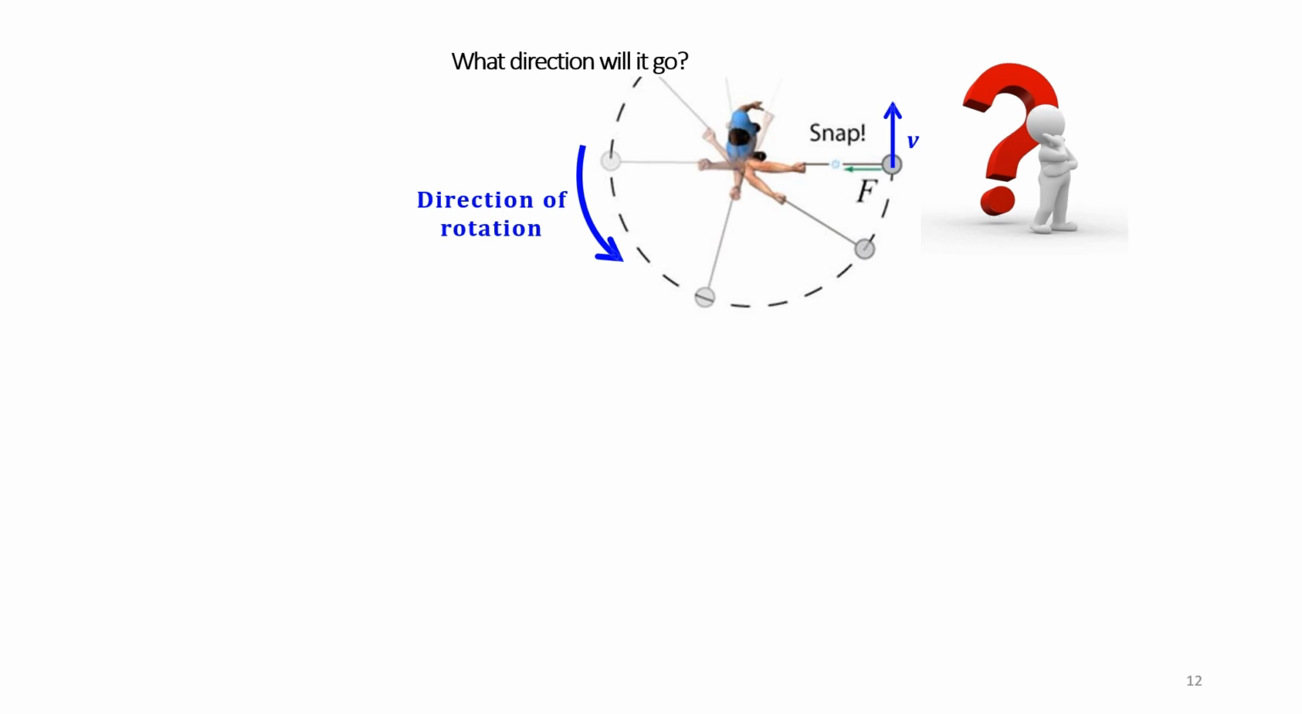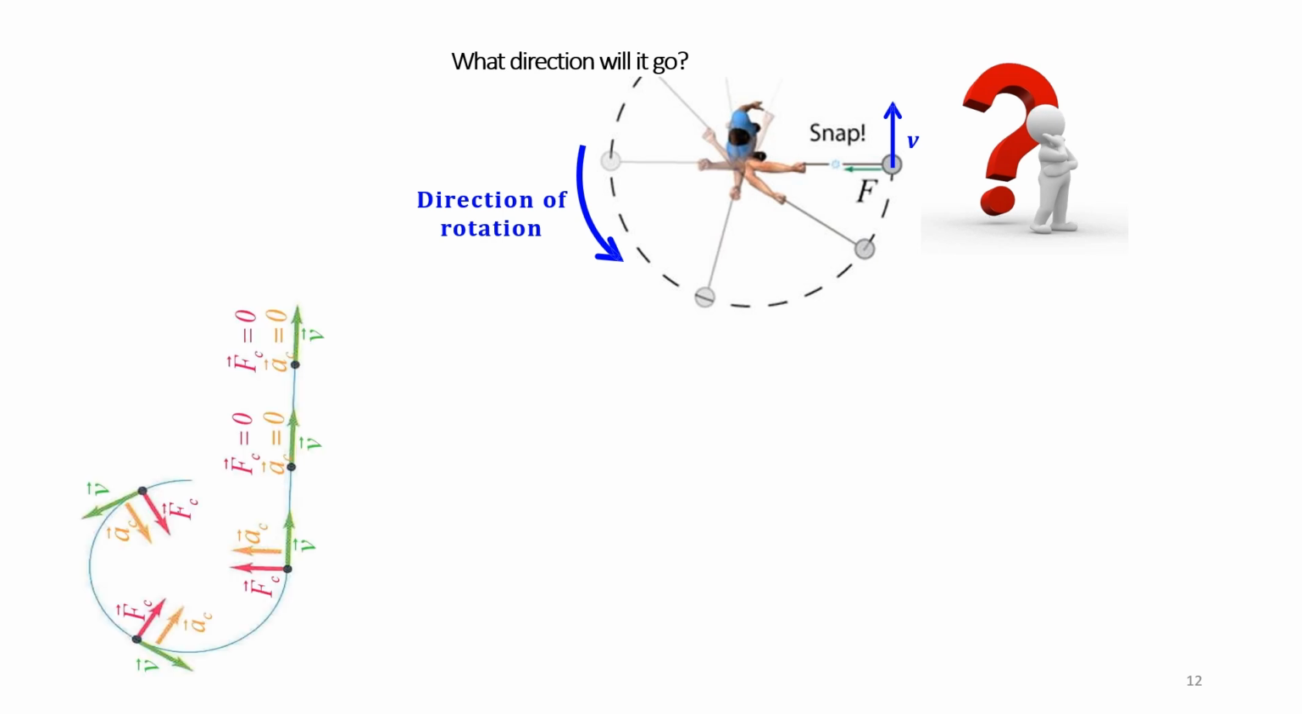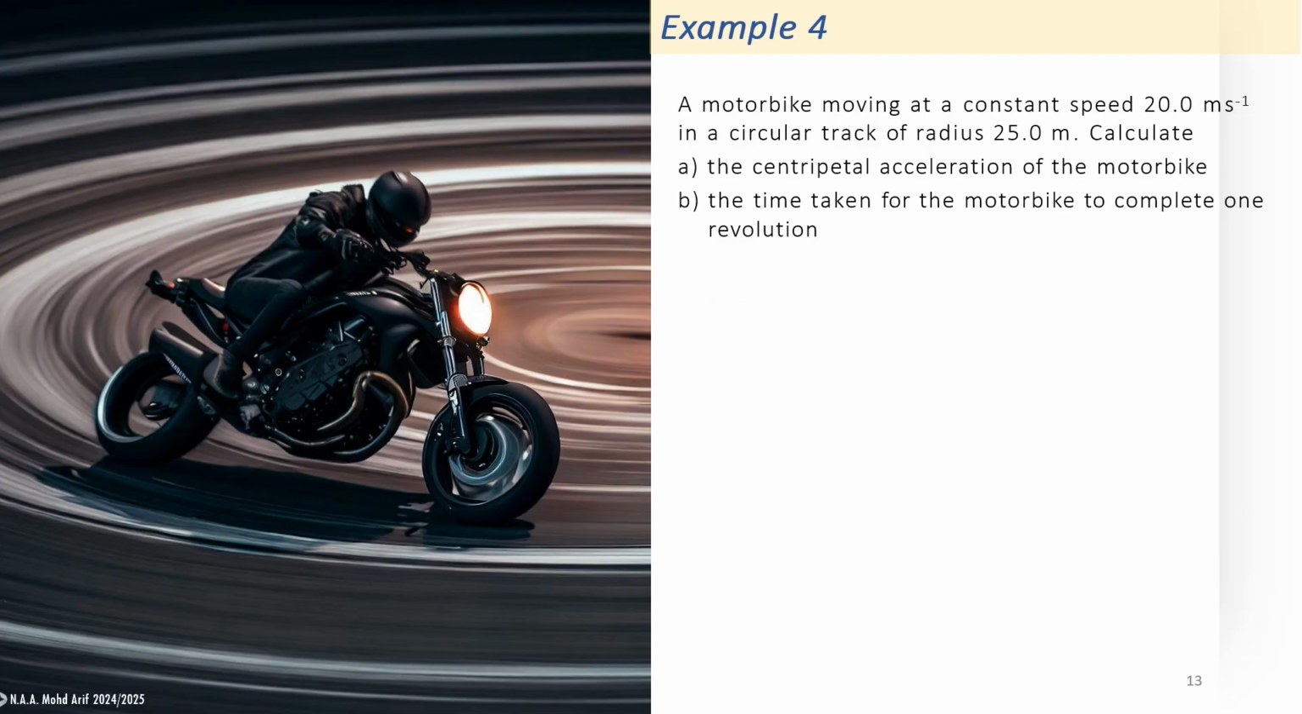What direction will it go? Look at this situation. The direction of rotation, and then snap. So what happened? If the centripetal force suddenly stops acting on the body in circular motion, the body flies off in a straight line with the constant tangential linear speed, as shown in this figure.